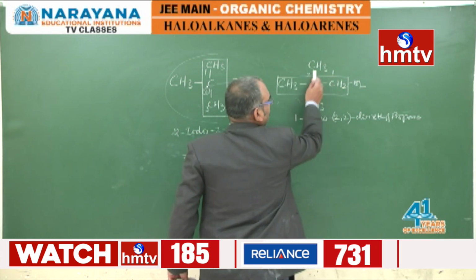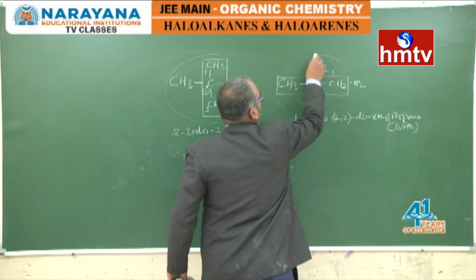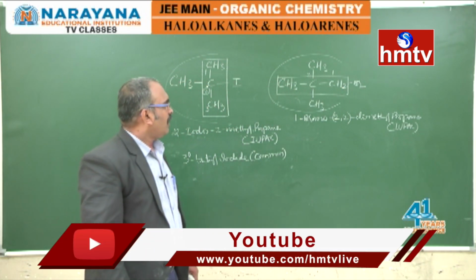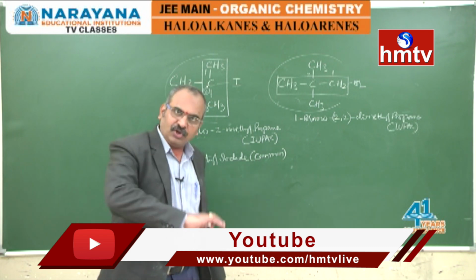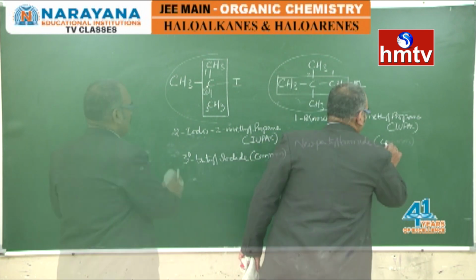And in the common system, this is called a neopentyl group alkyl halide. So neopentyl bromide. Neopentyl bromide is the common name.